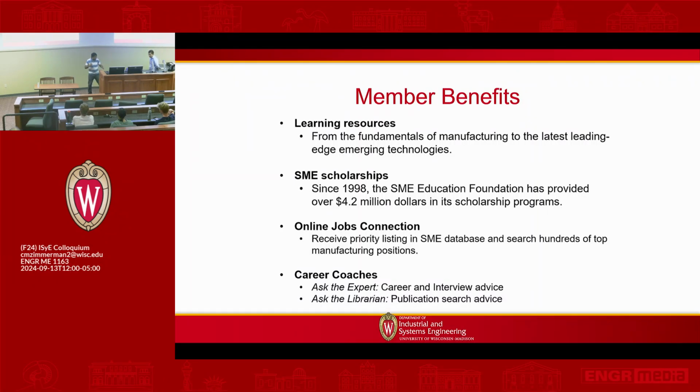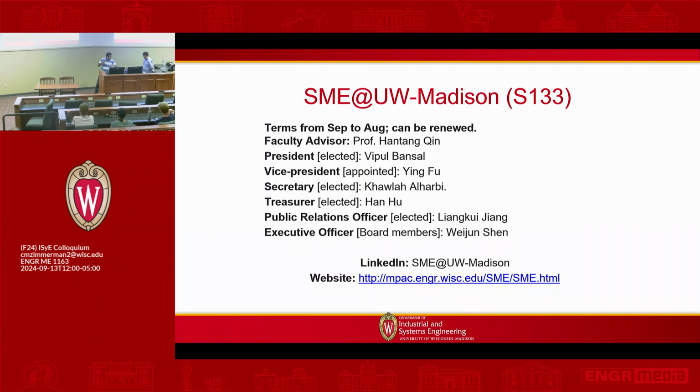And coming towards what we have, our student chapter number is S133. So if you register at SME, you can actually click on the student chapter number to join us. And here's the list of people on the board we have. Professor Hanton is our faculty advisor. And we have Ying as our vice president and Han as our treasurer. And we have all different kinds of officers.